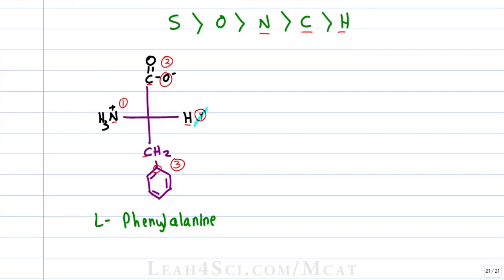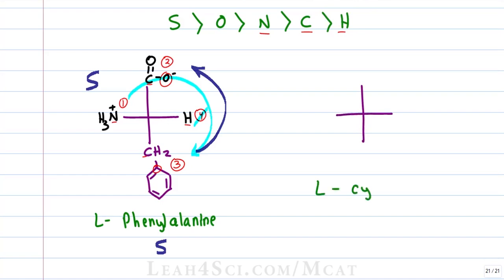We cross out number 4 and trace the path from 1 to 2 to 3, but since group number 4 is coming forward, we have to reverse the direction, and that gives me S. L-phenylalanine is an S amino acid. Now let's take a look at L-cysteine.